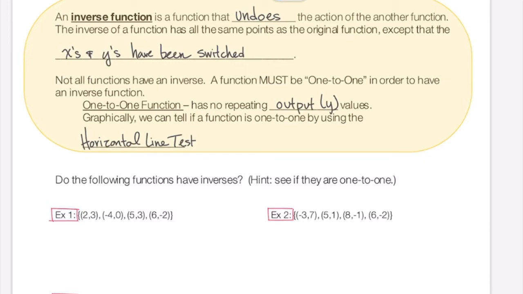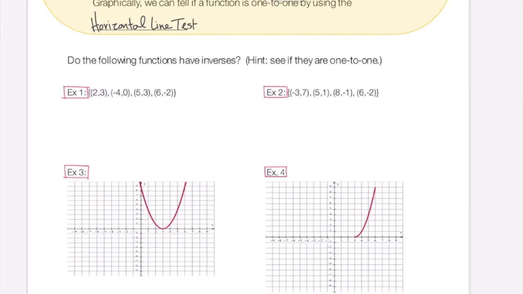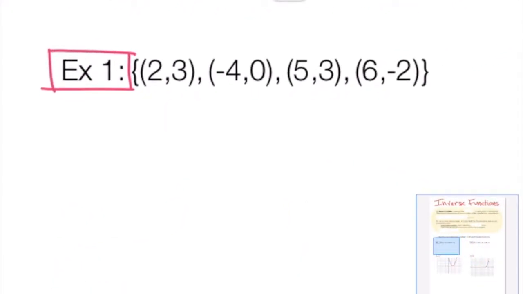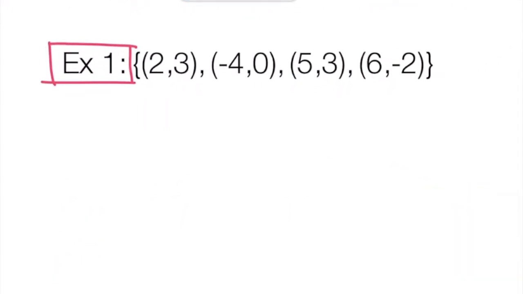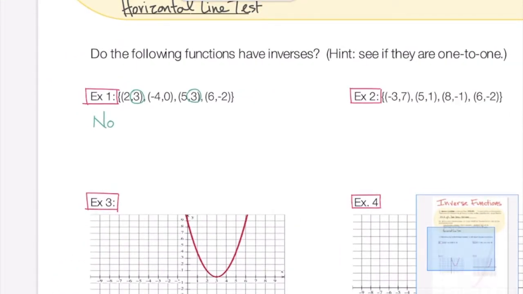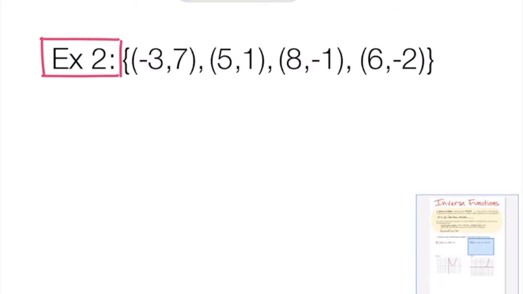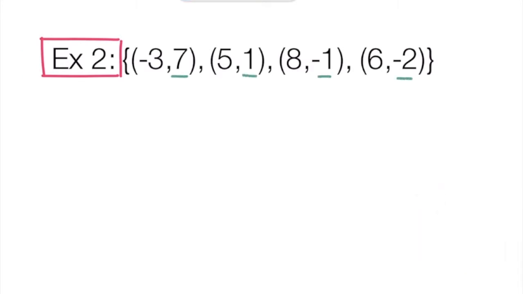For the first four examples here, all we're doing is identifying whether the following functions have inverses. In other words, we want to see if the functions are one-to-one. Remember, we're looking for repeated output values. I want you to notice for this first example, there's a repeated 3 for your y values. So this function does not have an inverse because it is not one-to-one. Here, if we look at all of our output, our y values, none of them are the same. So we would say that this function does have an inverse, that yes, it is one-to-one.